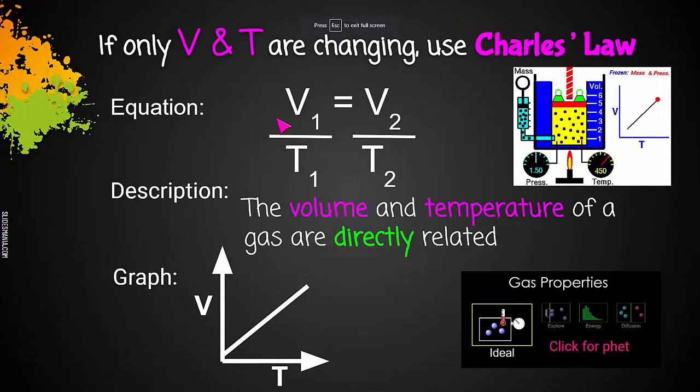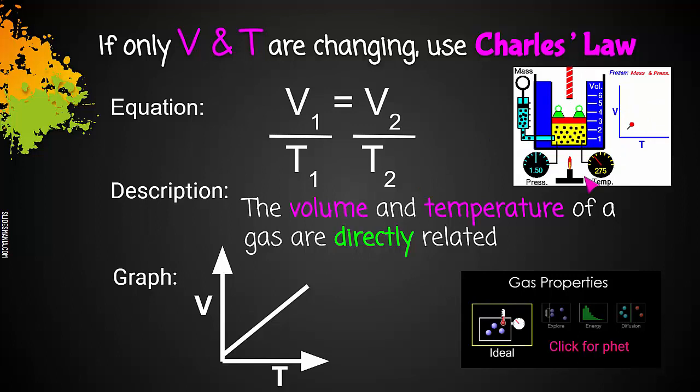Next up, volume and temperature. Volume and temperature have a direct relationship as well. Volume is on top, temperature is on bottom in the combined gas law. So V over T, V1 over T1 equals V2 over T2. The description is the volume and the temperature are directly related.